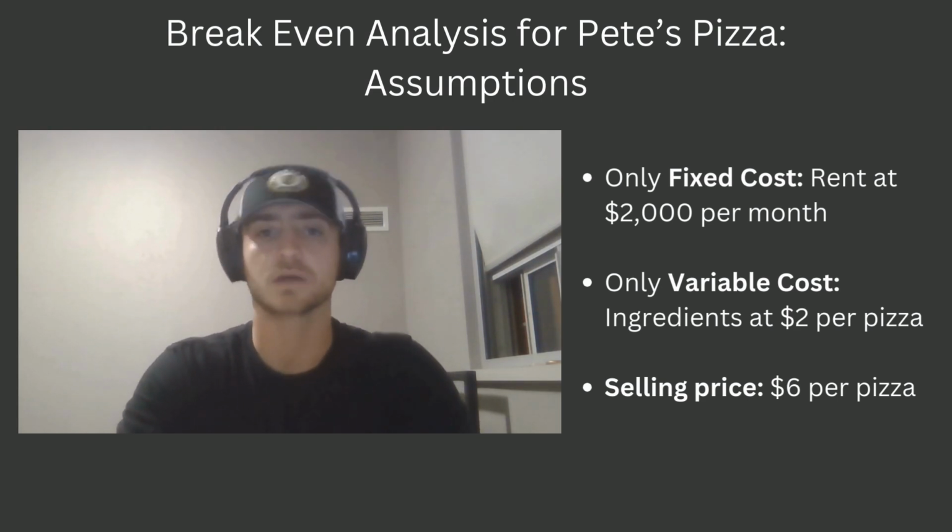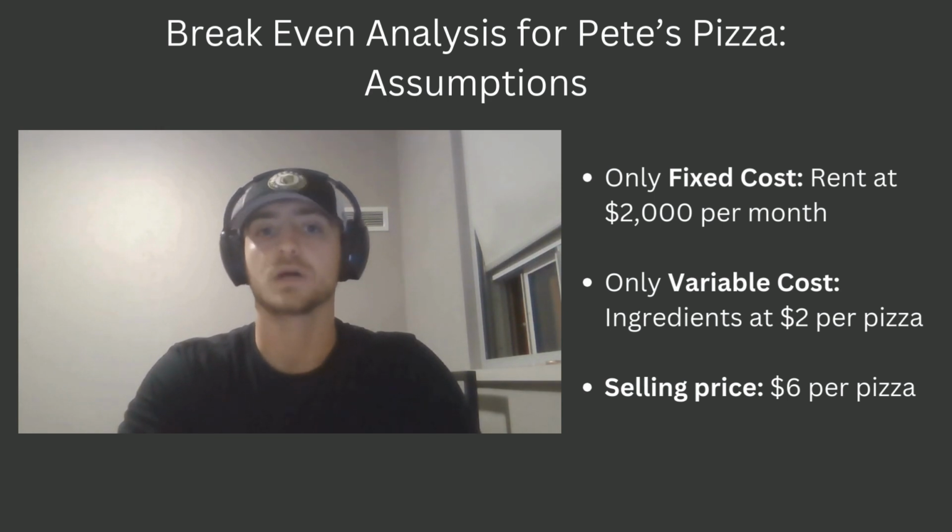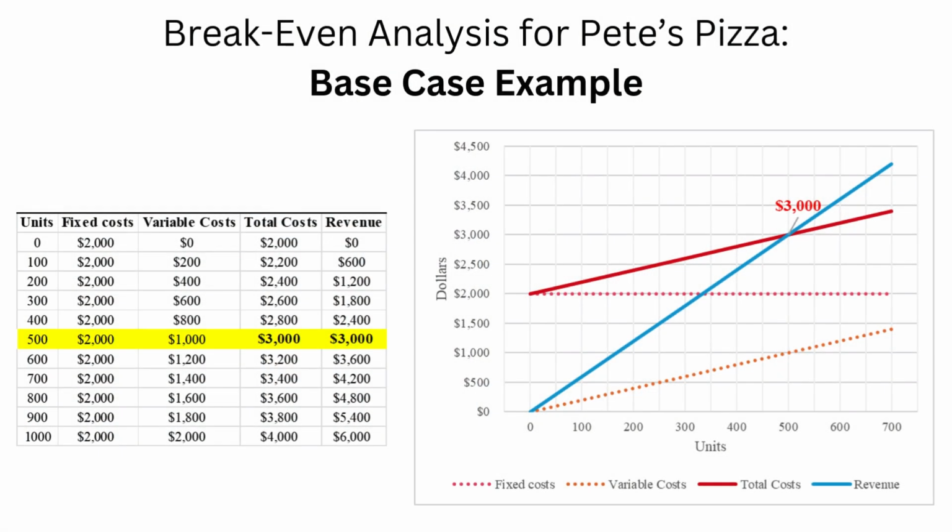So just to explain the cost a little bit more, the rent is a fixed cost because it doesn't matter how many pizzas I sell, that rent expense is still going to be there. But the variable cost, hence variable, will change depending on how many pizzas I make. So if I make 1,000 pizzas, then it's $2,000. If I don't make any pizzas, I don't have any variable costs under this assumption. So again, just to recap, $2,000 fixed costs, $2 of variable costs, and $6 selling price per pizza. So this is what we'll refer to as the base case.